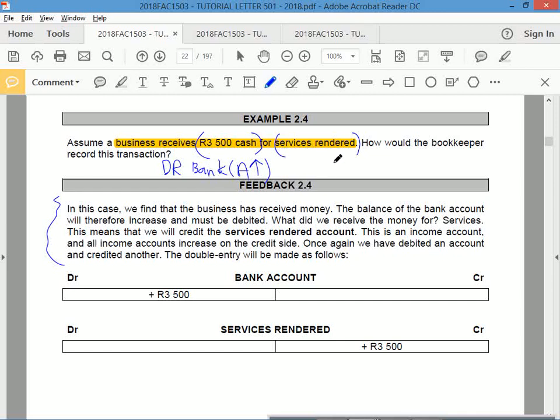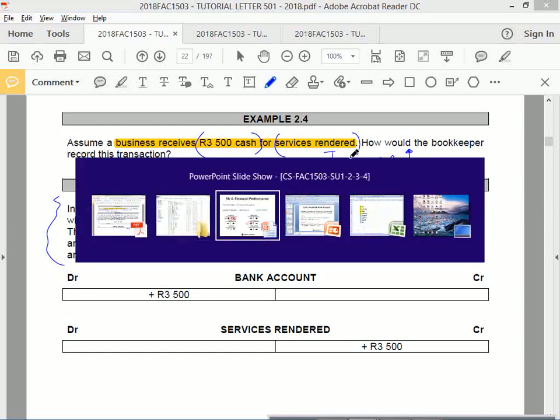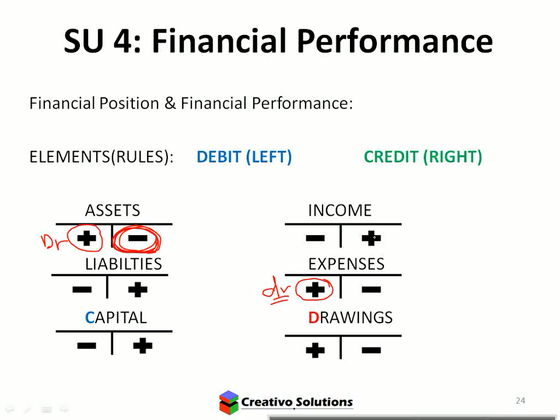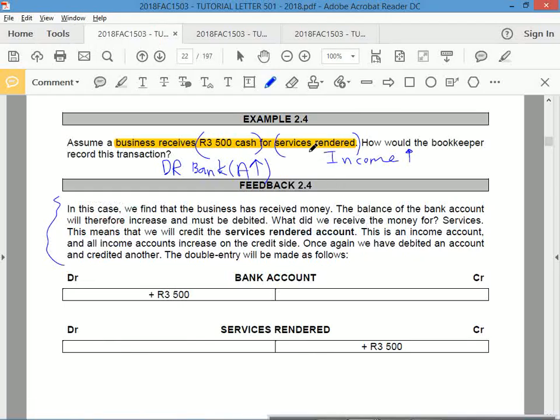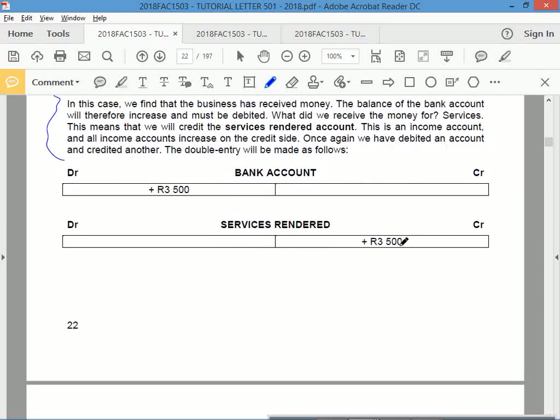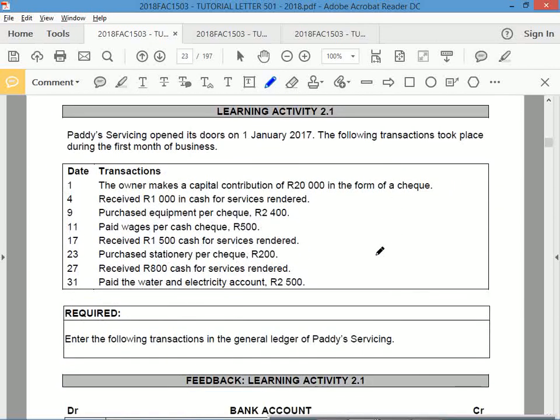Services rendered, you should know, is income. Income is increasing because you're rendering a service. You gave someone a service. Right, what happens to income when I increase it? I credit it. There's the credit. So you would have credited the services rendered because income is increasing. Makes sense? All right, I just want to check. The rest you guys can probably go through.